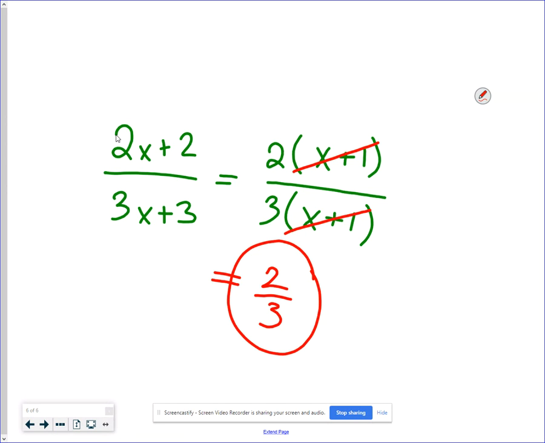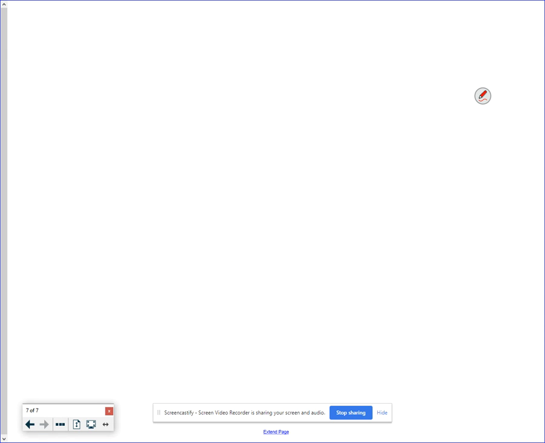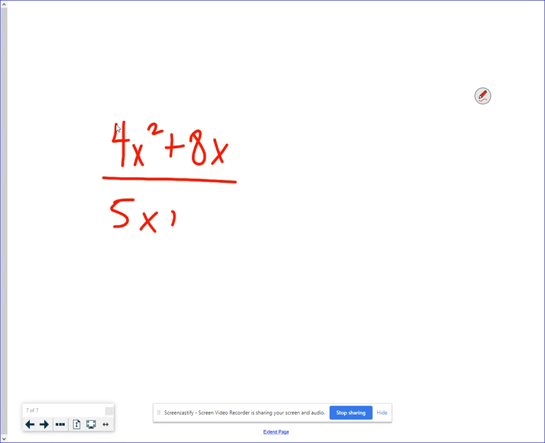All right, so let's try one more of these. Let's look at this one. 4x squared plus 8x over 5x plus 10. So again, don't just start marking things out. You can't just do that. You got to make sure everything is factored first before you start marking things out.